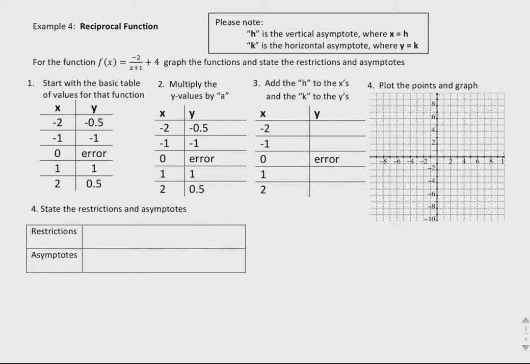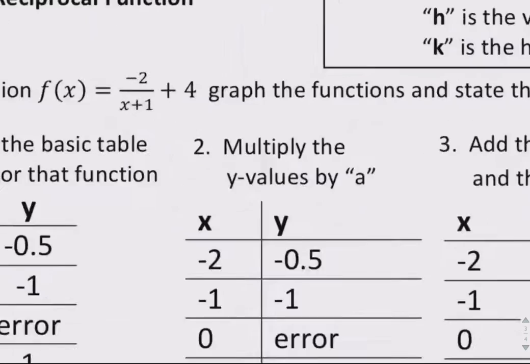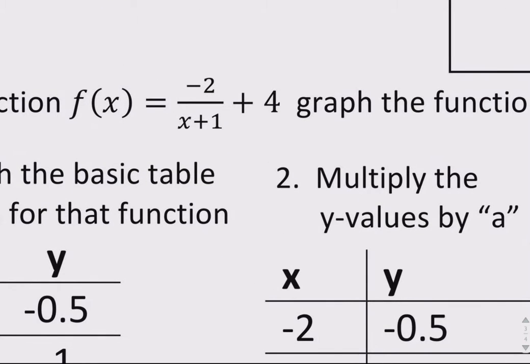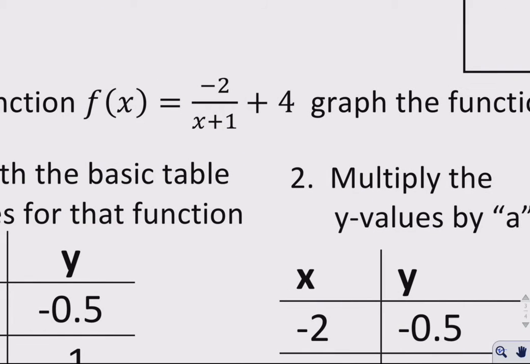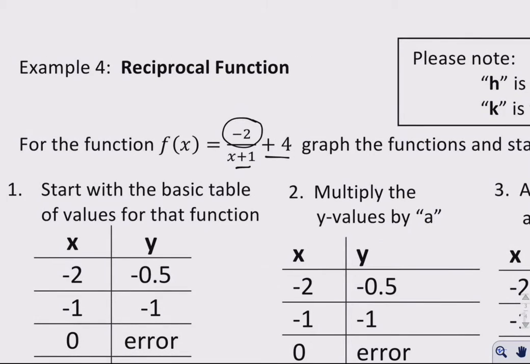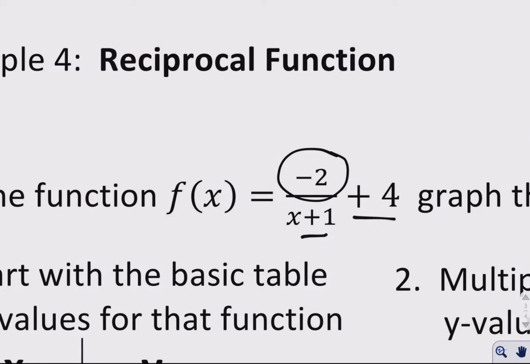So here we are on the reciprocal function. We're looking at a transformation here of a horizontal shift of 1 unit to the left and 4 up, and here is our a value. Now remember, the reciprocal function written like this is kind of a concise way of rewriting this.